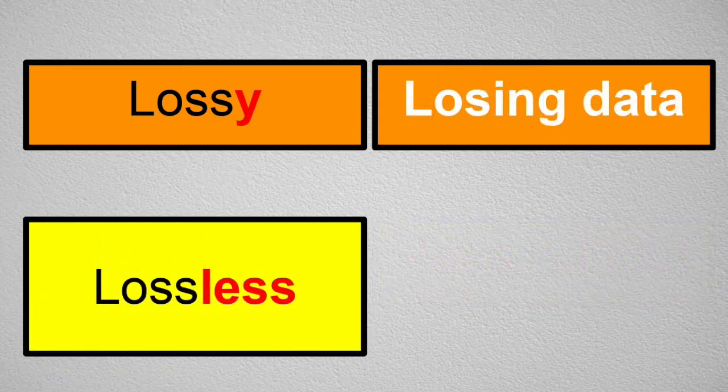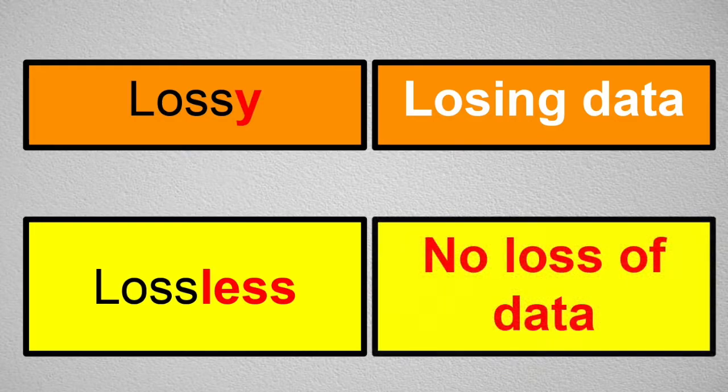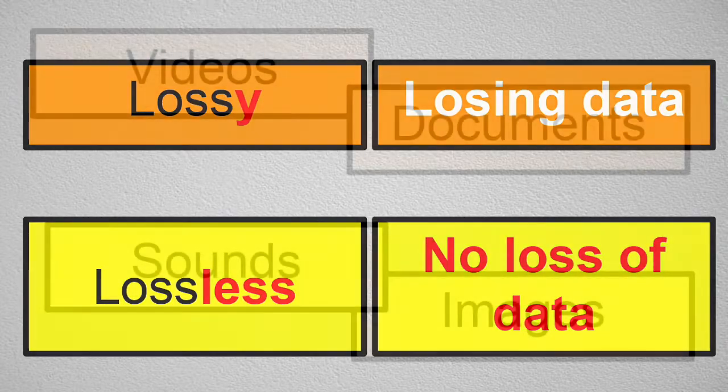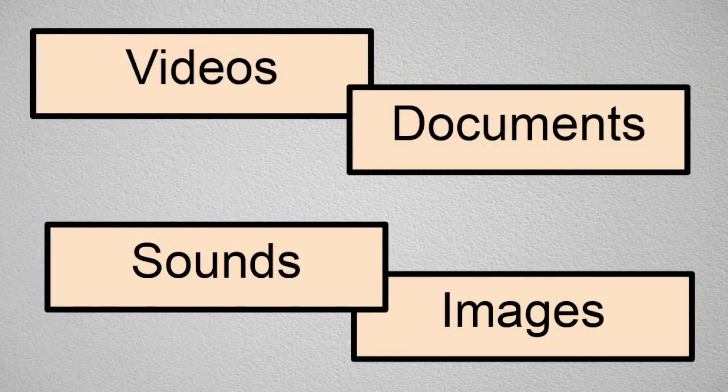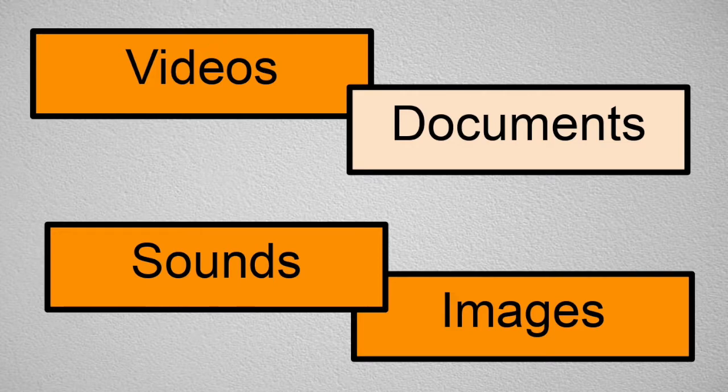So let's put it together. Lossy compression means that you can lose data in the process, and lossless compression means that there's no loss of data at all. And you can remember that due to the suffixes that are at the end of the words. So now that we know that, we can work out that using lossy compression means that we will lose data in videos, sounds, and images.